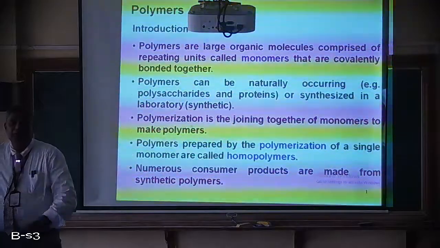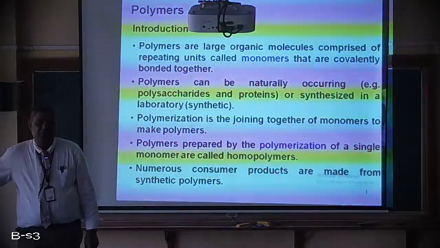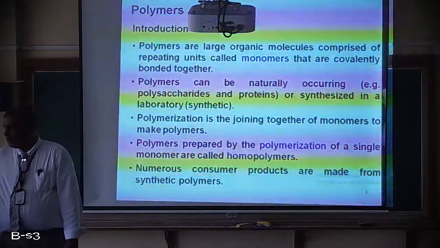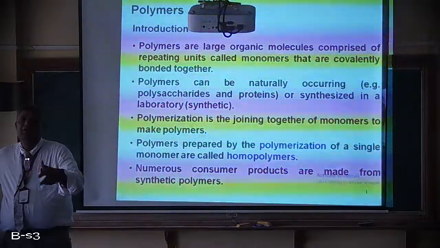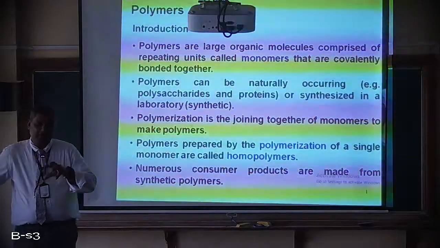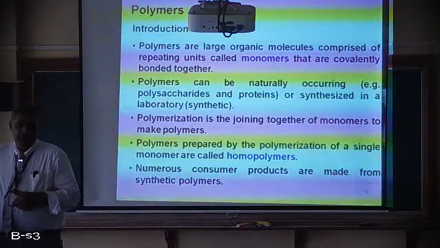Okay, so now when we talk of polymers, there are two types of polymers. One is thermosetting polymer and the thermoplast polymer. So these thermosetting polymers are the material which cannot be recycled again and again, or cannot be used again and again. It is only a one time process.